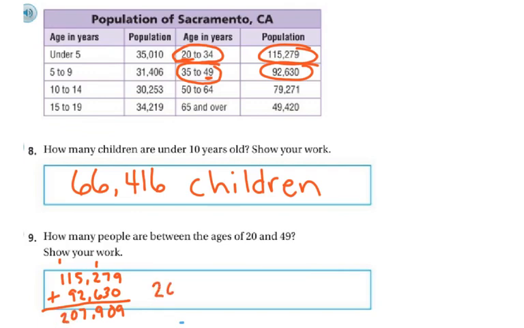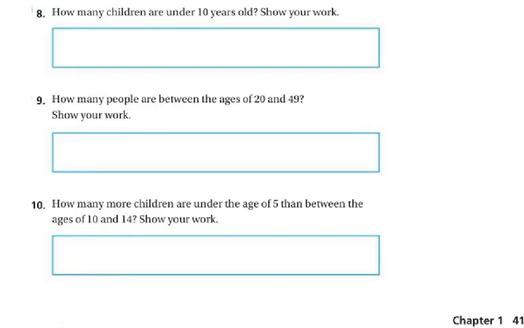So the answer is 207,909 people are between the ages of 20 and 49. Okay, now this looks weird. I had to erase the answer so that I could hop up to the next one. It'll be harder to see.